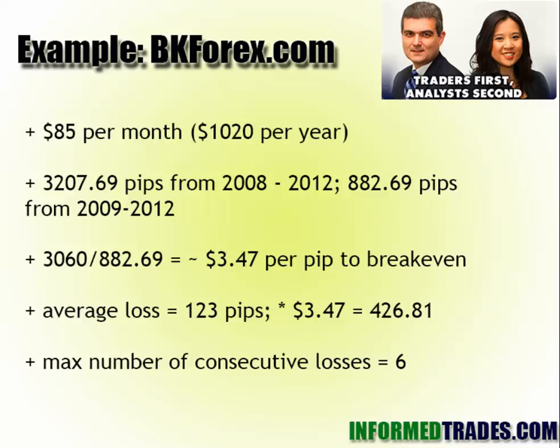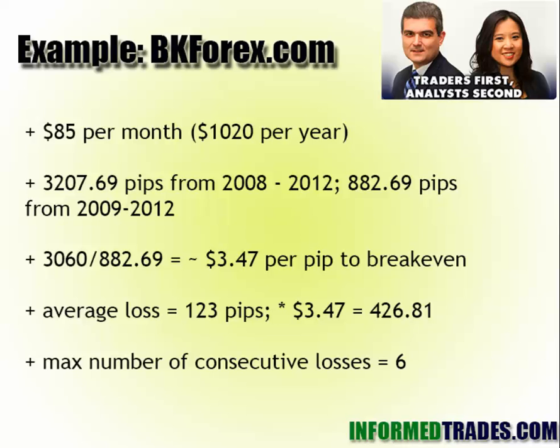Okay, so they earn 882.69 pips over 3 years. Now, the cost for 3 years is simply 1020 multiplied by 3, which gets us $3,060. So those 882 pips need to translate to at least $3,060 in order to break even, in order to cover this $85 cost per month. So that comes out to risking about $3.47 per pip. It's actually $3.46 and a fraction. Let's just round it up to $3.47. Call it even $3.50 if you want, to break even.